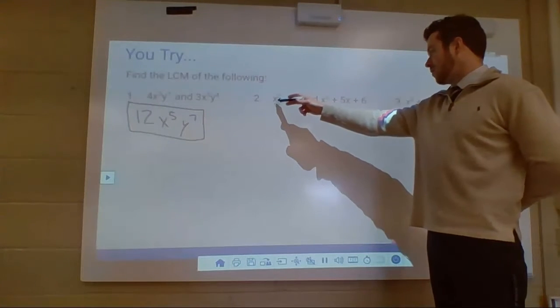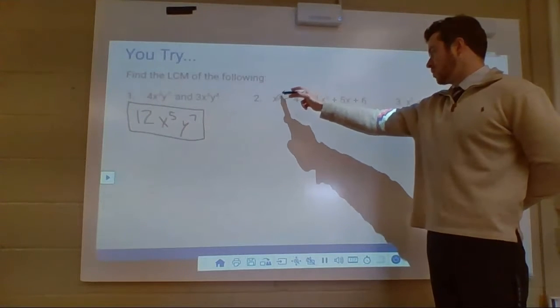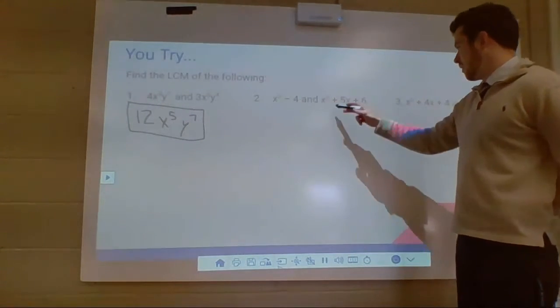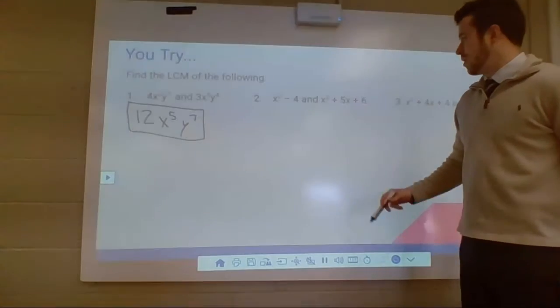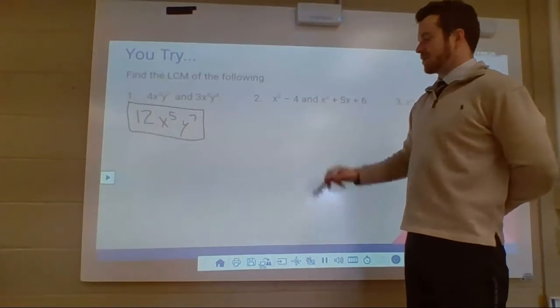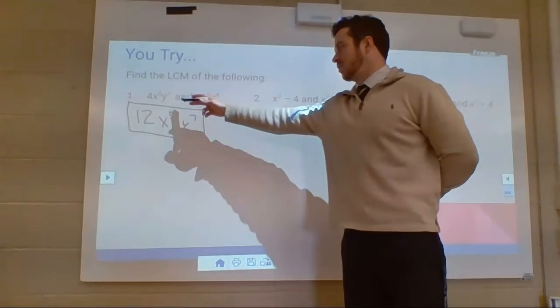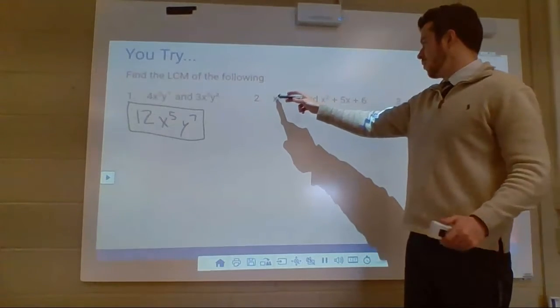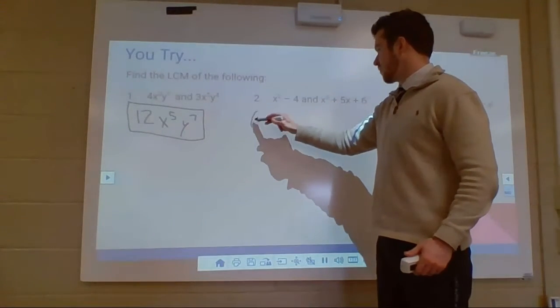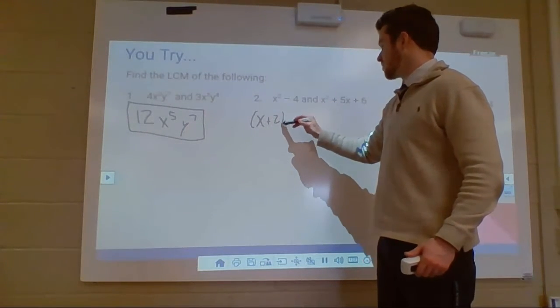So now let's look at the second one. Here we have two terms. We have a quadratic binomial and then a quadratic trinomial. So what we're going to need to do is factor these. We didn't have to factor on number 1, but on these we need to factor. Well, x squared minus 4, that's a difference of squares. That factors out to x plus 2 times x minus 2.